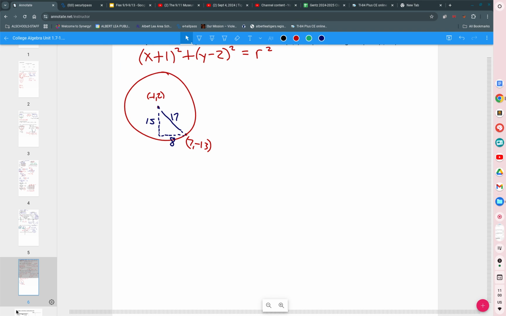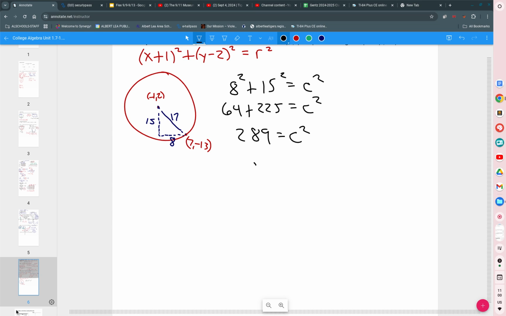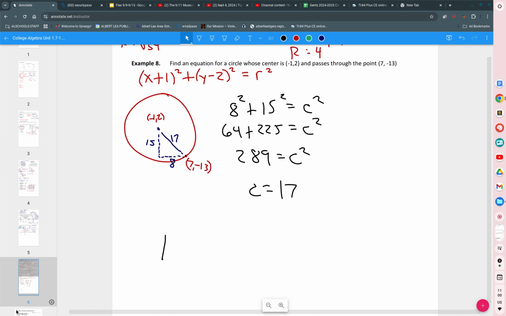Just to be clear, if you set up 8 squared plus 15 squared equals c squared, you do get 64 plus 225 is equal to c squared, or in other words, 289 is equal to c squared. That means c is equal to 17, okay? So, my final answer, notice it's not r, it's r squared. So what number goes on the end here? 289 goes on the end here.